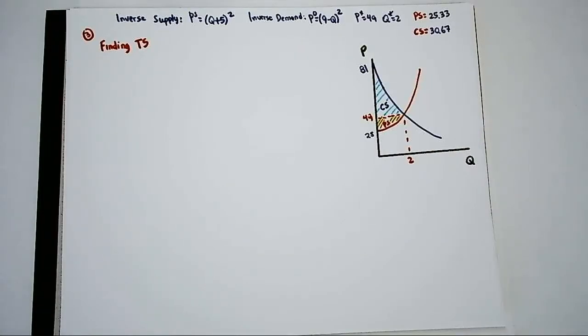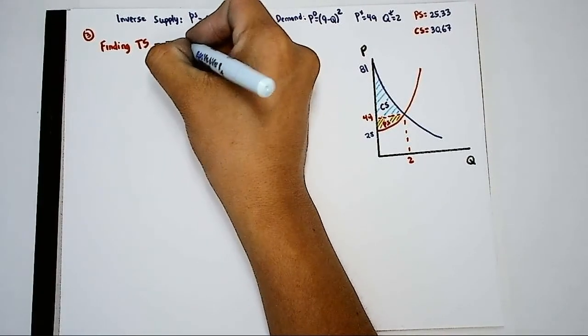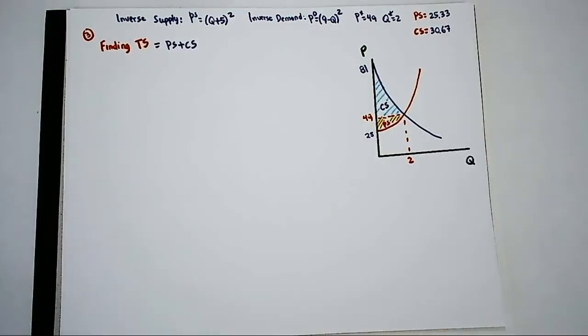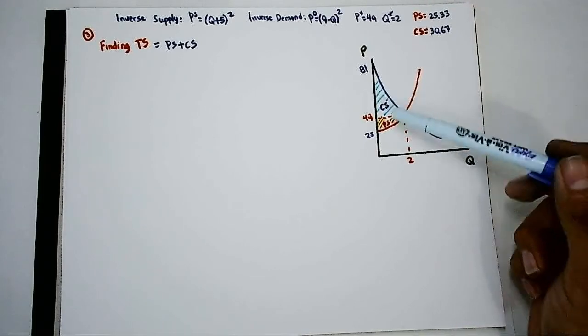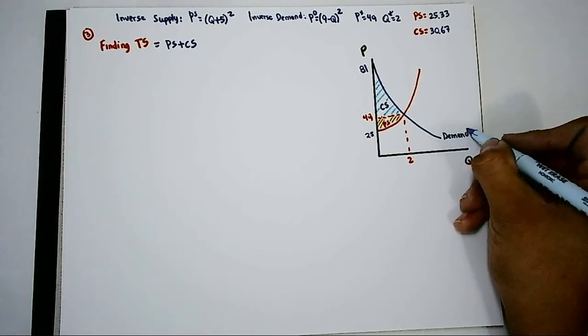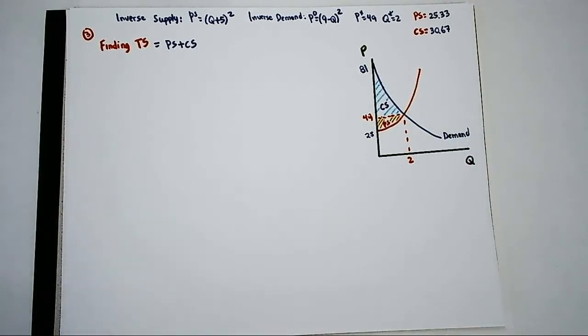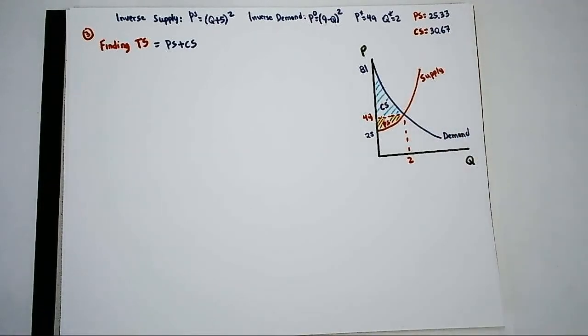In the last task, we need to find total surplus. And there are two ways that we can find total surplus. The first one is by recognizing graphically what total surplus is. The total surplus is the combination of the areas of the consumer surplus and the producer surplus. Notice that in this case, we already obtained those values.